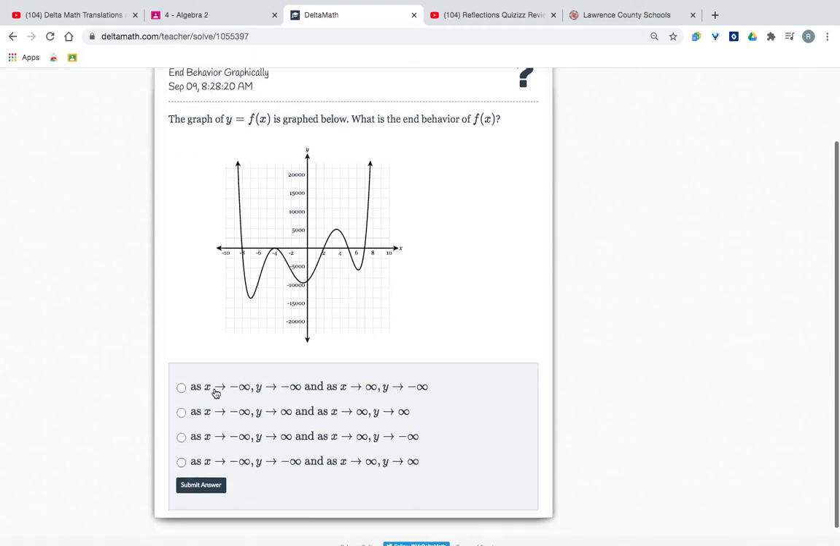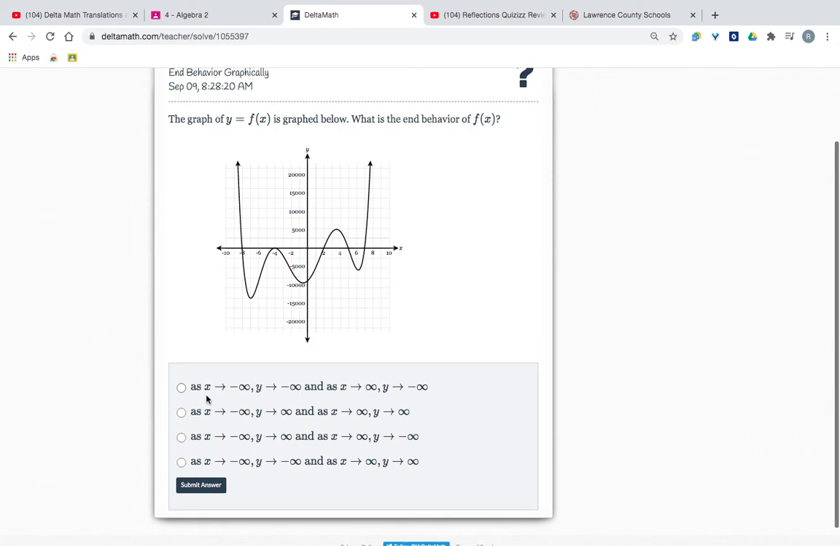It says as x approaches negative infinity. So it says x arrow negative infinity. That means as x approaches negative infinity, in layman's terms, as the graph goes to the left. So all this right here is saying as the graph goes left, and it wants to know what y is doing. Is it going up or down? Y approaches negative infinity would be down.